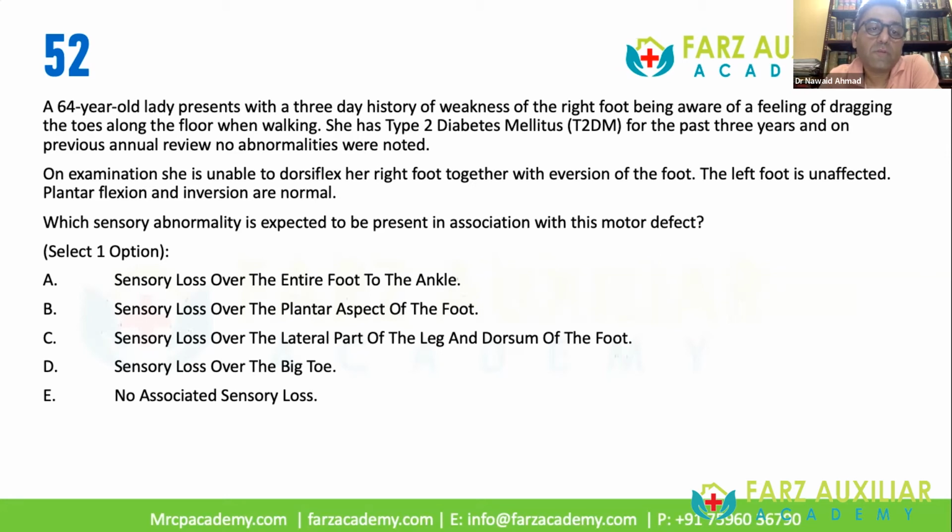So which sensory abnormality is expected to be present in association with this motor defect? Would there be sensory loss over the entire foot, sensory loss over the plantar aspect, sensory loss over the lateral part of the leg and dorsum of the foot, sensory loss over the big toe, or no associated sensory loss? So again, clues: type 2 diabetes for 3 years. Okay, unilateral. So this is almost like unilateral foot drop, isn't it? Because she's unable to dorsiflex it. So foot drop is there, lack of eversion is there, left foot is unaffected, and the plantar flexion and inversion are normal.